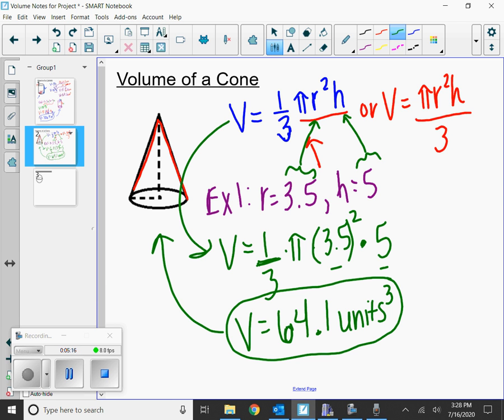Now, I probably should have drawn everything on our figure up here. If we go back and look at that, our radius here is 3.5. Just as we saw with the cylinder, the center of the circle out to any one of the sides of our circle is considered a radius. So this is 3.5. Now our height looks a little bit different here. We do not want this slant height, okay? Instead, we want to go from the center of the circle straight up to the vertex. That is going to be our height, which in this case is 5.